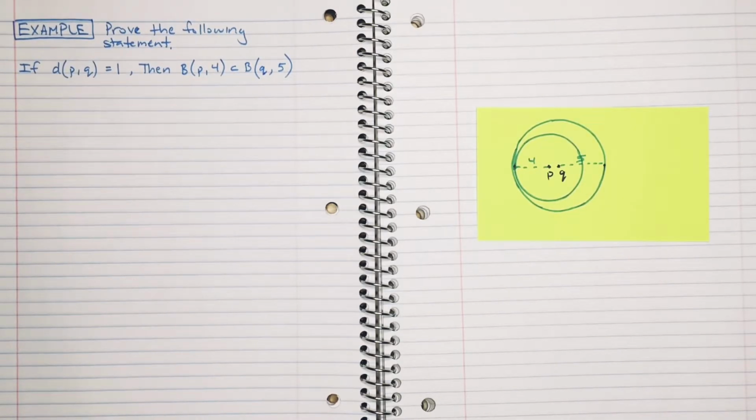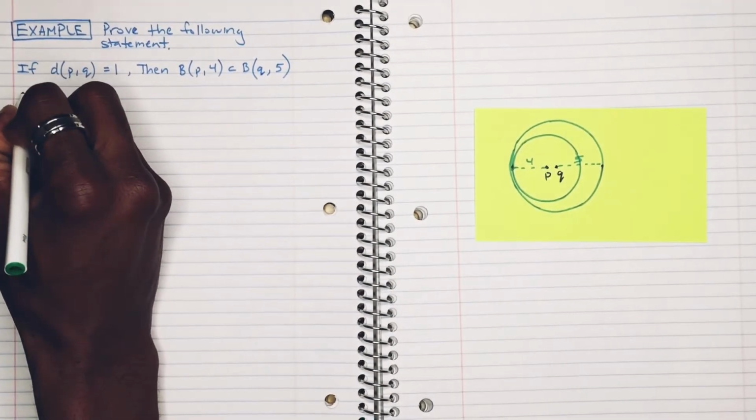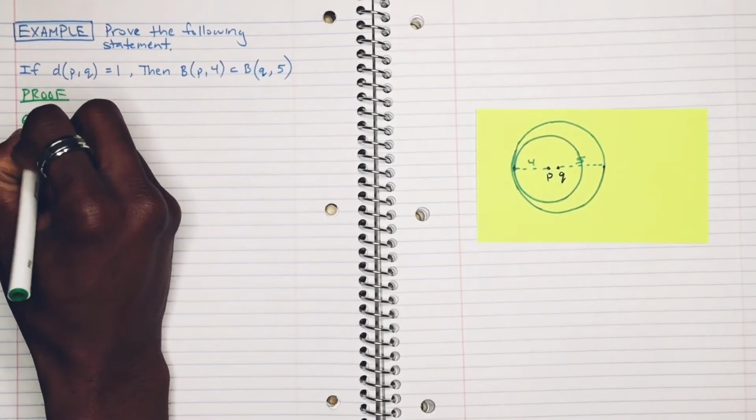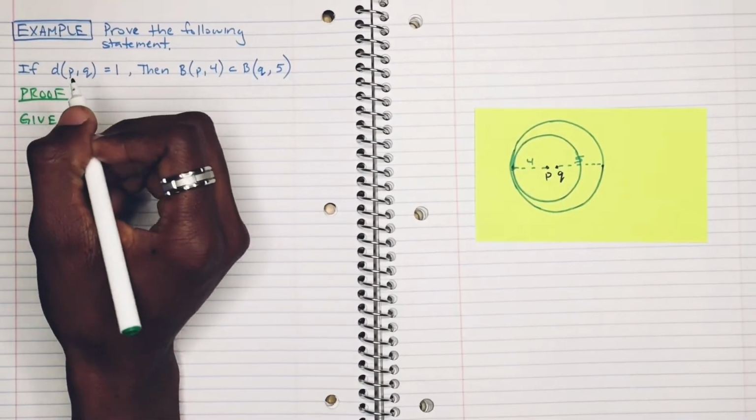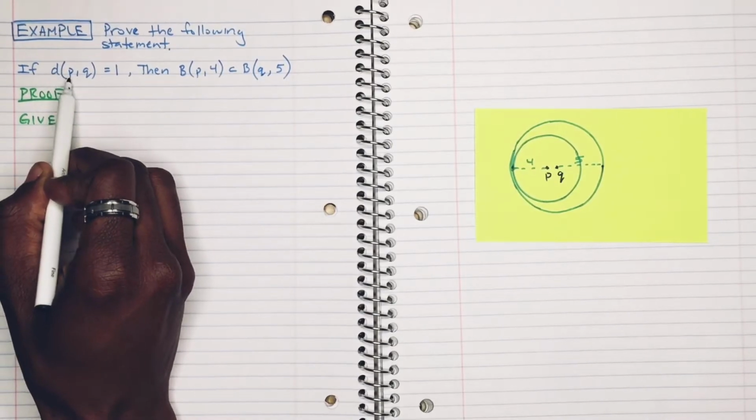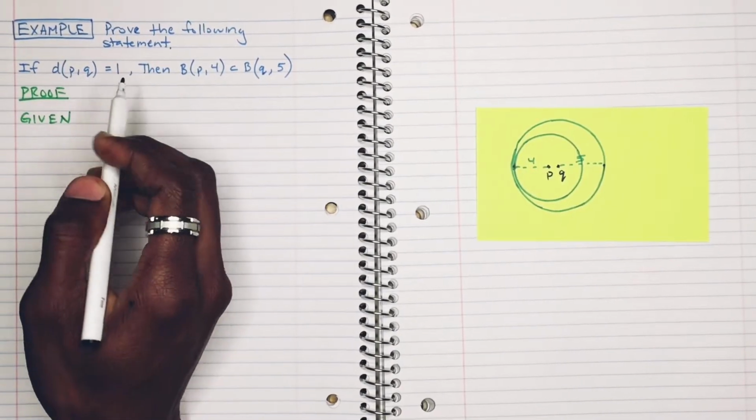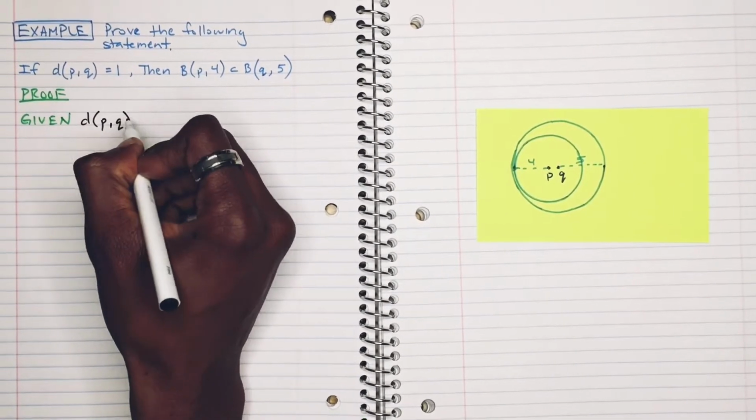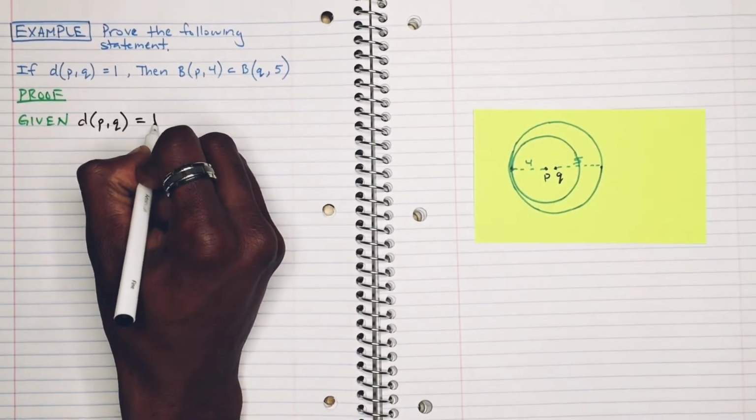So the first thing that we're always going to start off with our direct proofs is a given and a show. Okay. Our given statement is the statement that is provided for us. So our given statement is simply located right behind the if statement in our example. So right here where it says the distance from point P to Q is equal to 1, we're just going to reiterate that. The distance from point P to point Q is equal to 1.